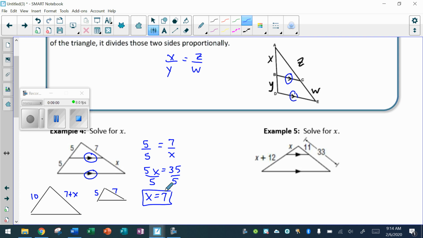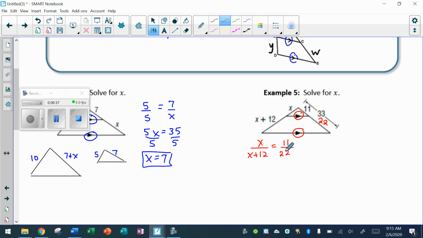Okay? Well, look at this. Again, I have two parallel sides, and I know that this distance is x and this distance is x plus 12. This distance is 11. Oh, wait a second, I don't know that distance, but I know that the whole segment is 33. So this piece would have to be 22. So now I can set up a proportion. X is to x plus 12 as 11 is to 22.